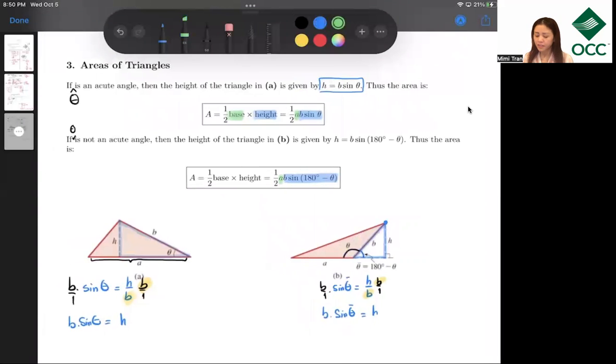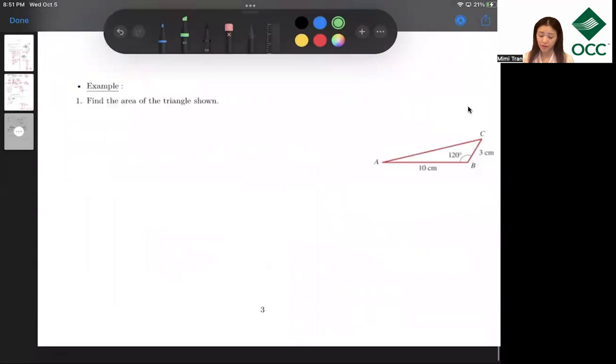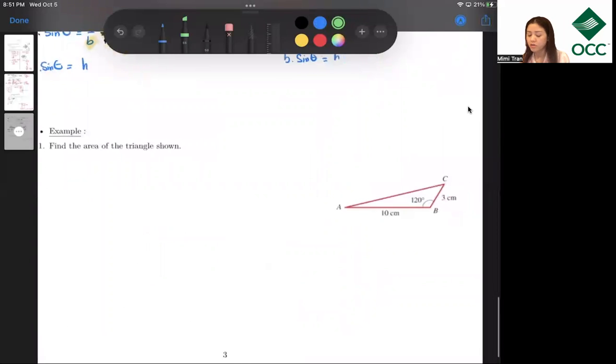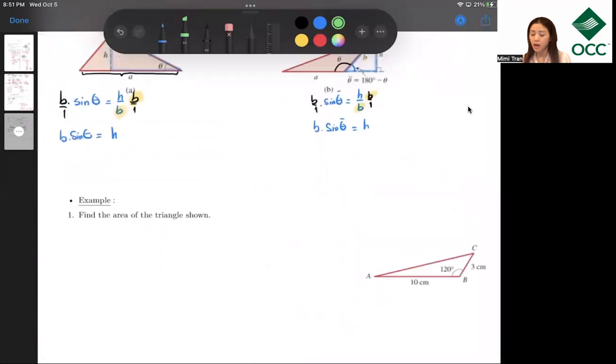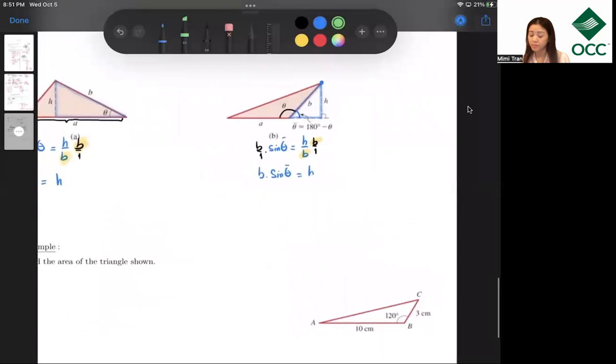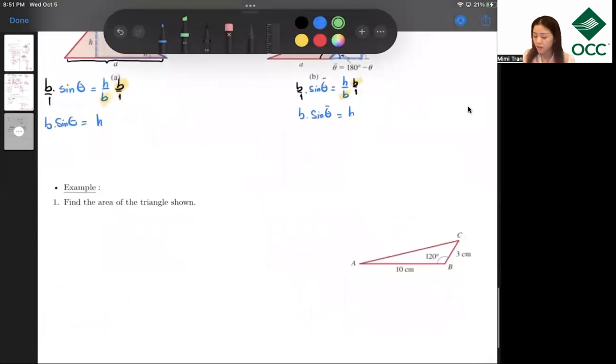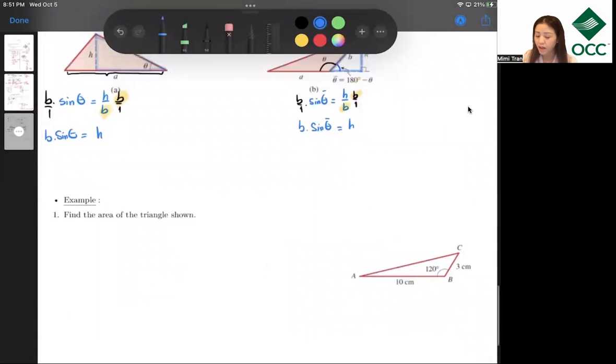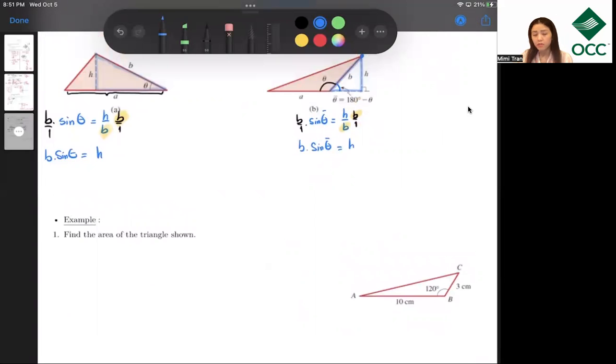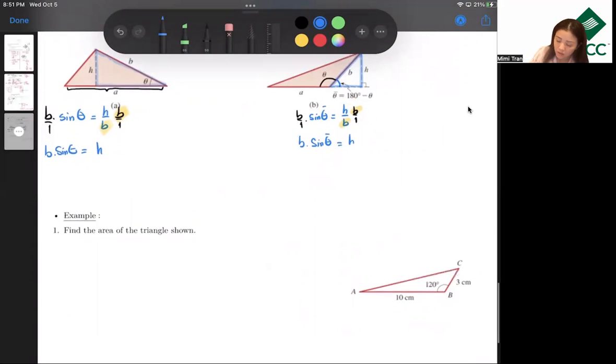All right. Let's take a look at one example. I want to find the area of the triangle shown. This is definitely the second scenario, because theta is not an acute angle. So if you want, you can just apply the formula right away. The area equals 1/2. The base is 10 centimeters right there. And what is the height?